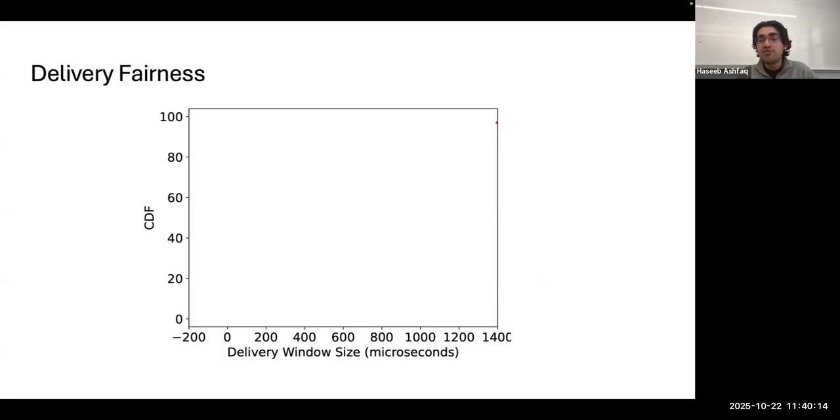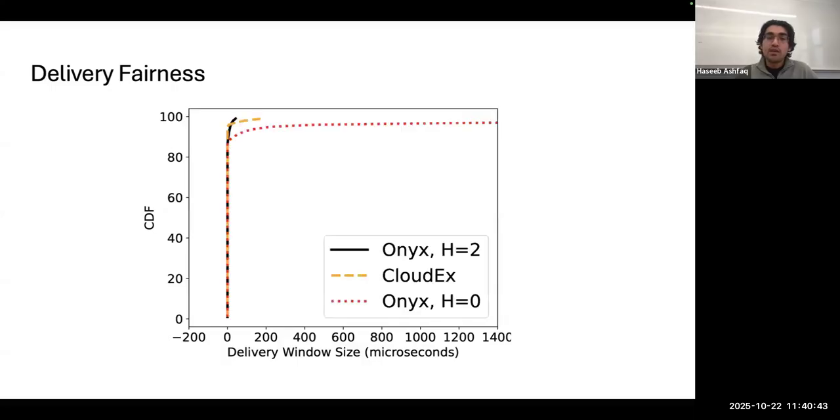We measure it by delivery window size, which is, when a message is multicasted from the exchange to all the receivers, the time difference between the earliest reception time by any receiver and the latest reception time by any receiver. The difference between those earliest and latest reception times, we call the delivery window size. All of the receivers received a particular multicast message in that window.